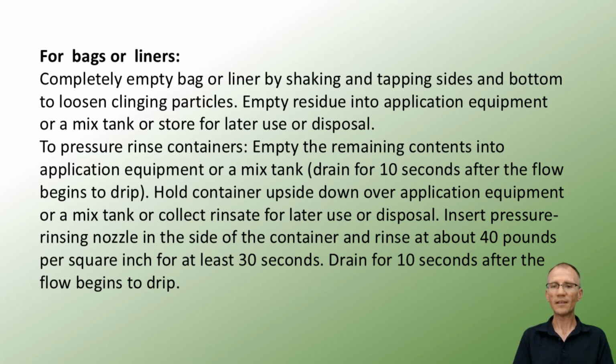To pressure rinse containers, empty the remaining contents into application equipment or a mixed tank. Drain for 10 seconds after the flow begins to drip. Hold container upside down over application equipment or a mixed tank, or collect rinseate for later use or disposal. Insert pressure rinsing nozzle in the side of the container and rinse at about 40 pounds per square inch for at least 30 seconds. Drain for 10 seconds after the flow begins to drip.